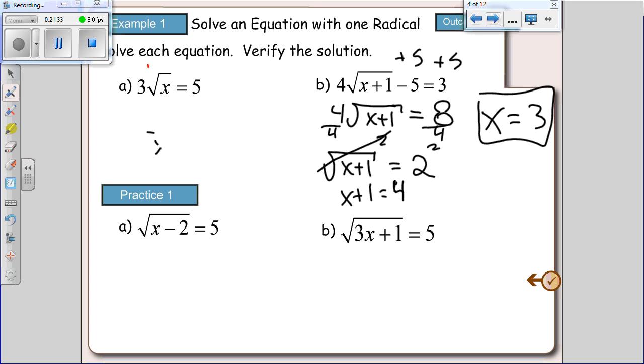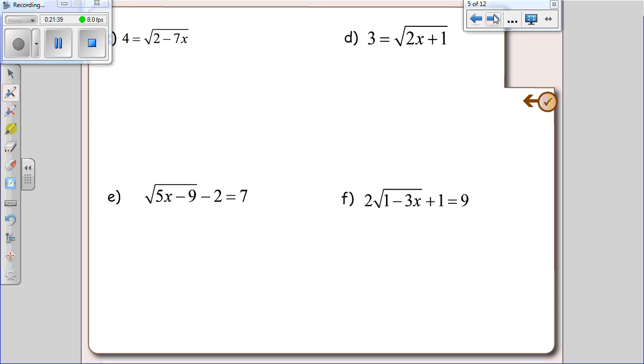Okay, the next question. Square both sides, you get 16. Subtract 2, you get 14. Divide by -7, your answer is -2.